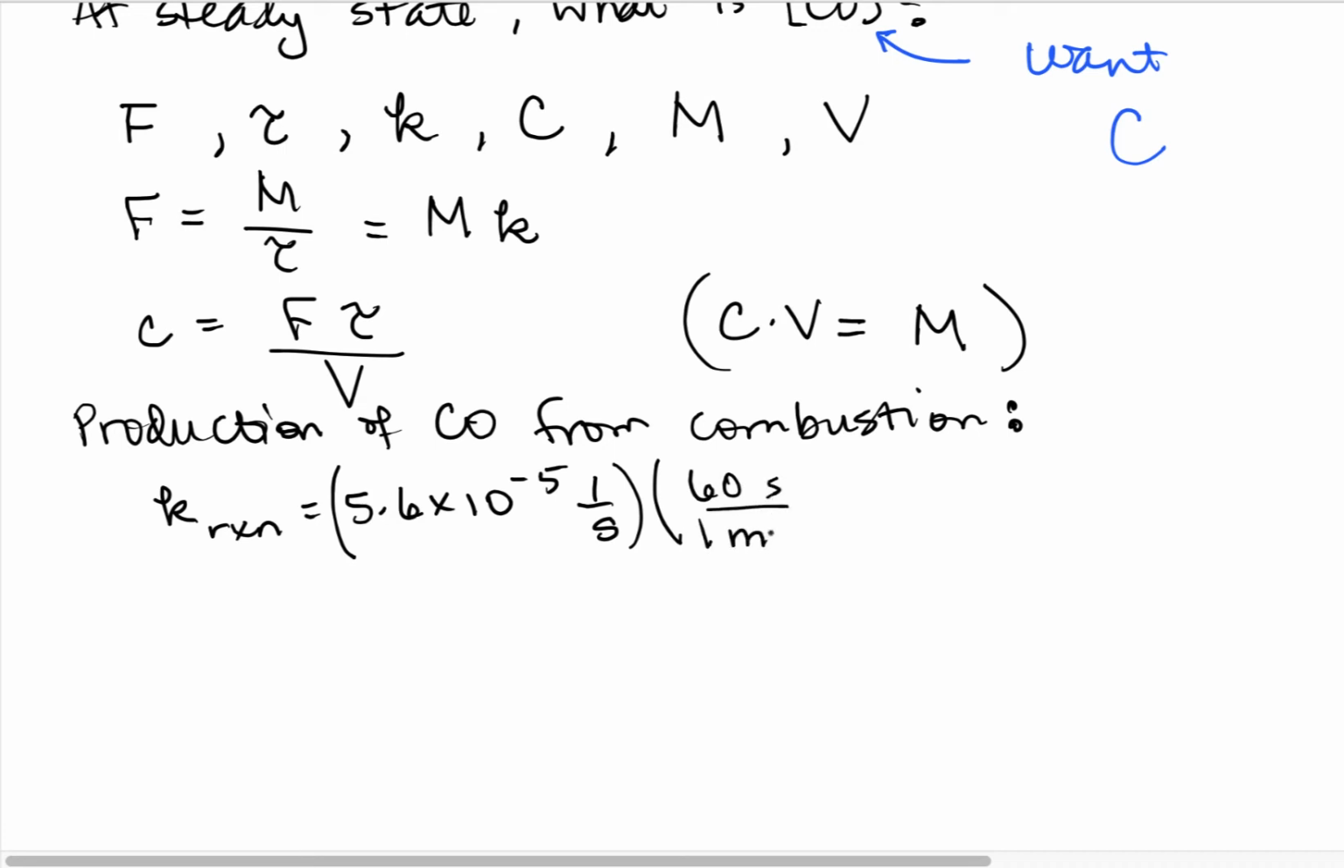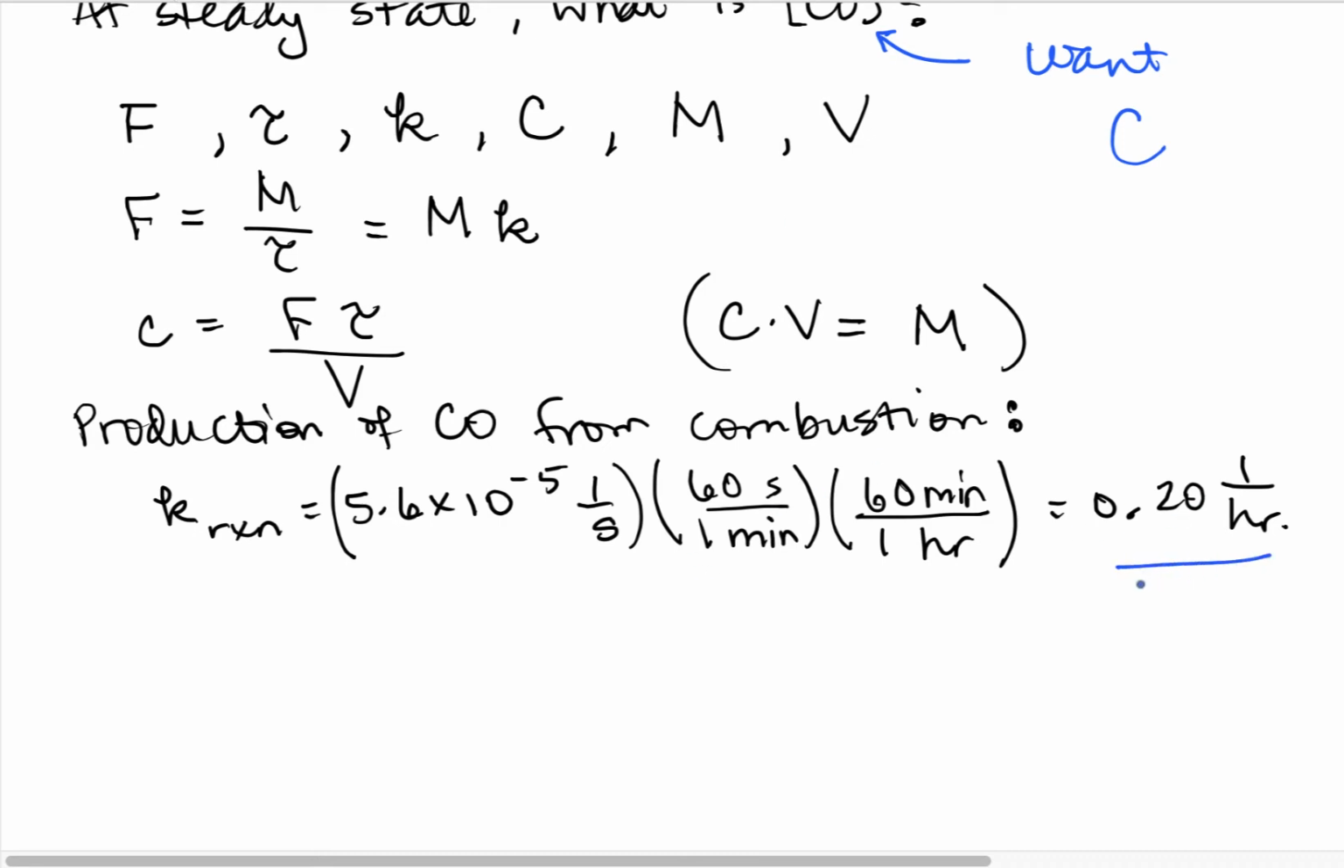So I'm just going to convert seconds into minutes, and then minutes into hours. And this becomes 0.2 per hour. All right, so this governs our rate constant for the chemical reaction to decay the carbon monoxide chemically.